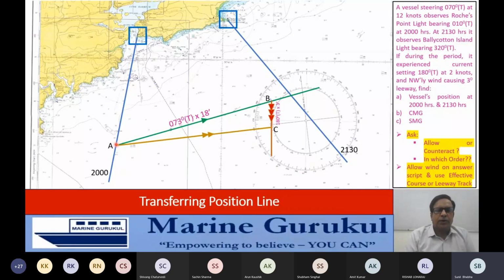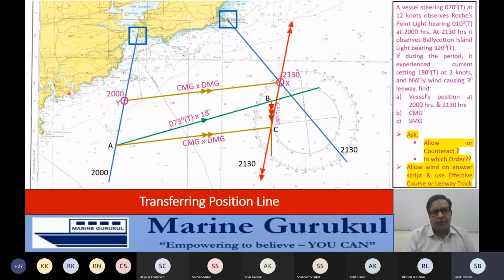Why? Because if the vessel was at point A, steering 070 degrees at 12 knots, experiencing wind and current as given in the question, then she would have done this effective course, and this current would have brought her to C. So point A gets transferred to C. So now we transfer the first PL through point C, mark with 2 arrows, indicate the time, and we get the position at 2130. Draw the CMG through this position, where it will cut the first PL, that becomes the position at 2000 hours.